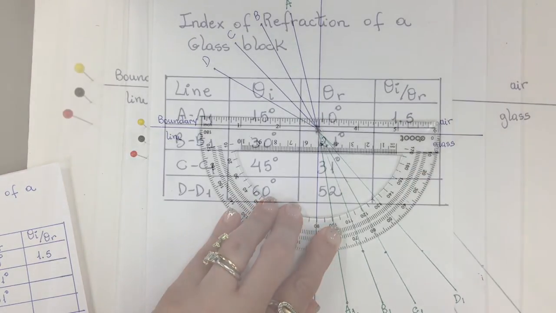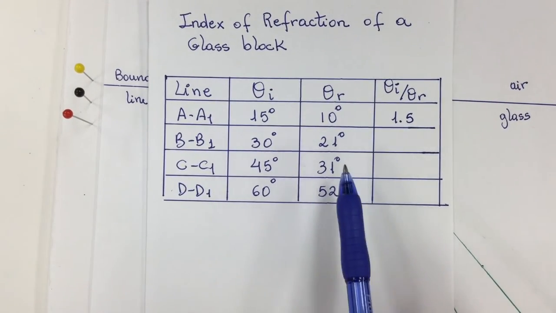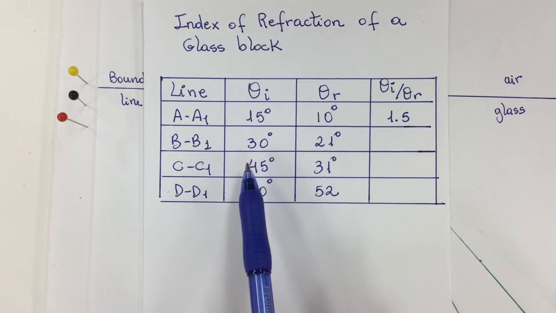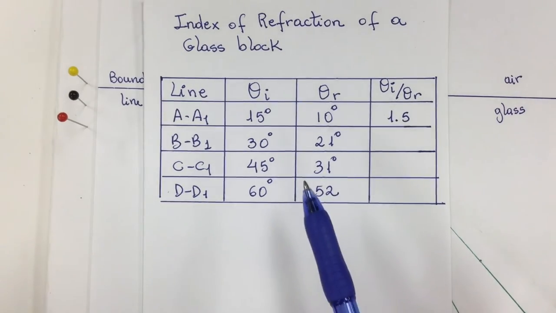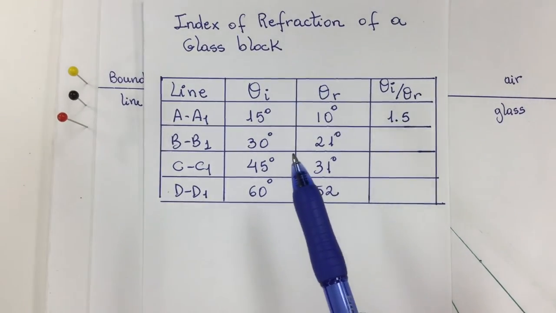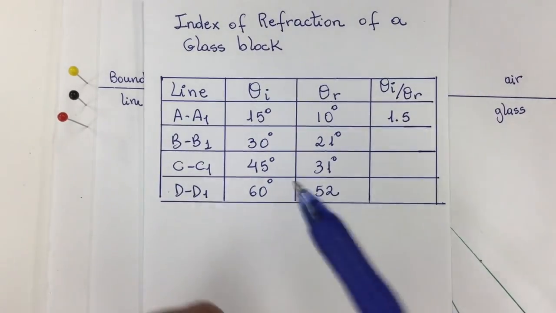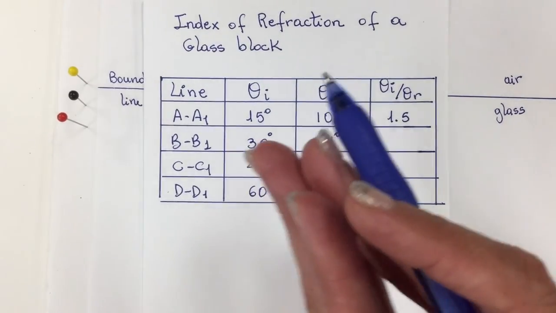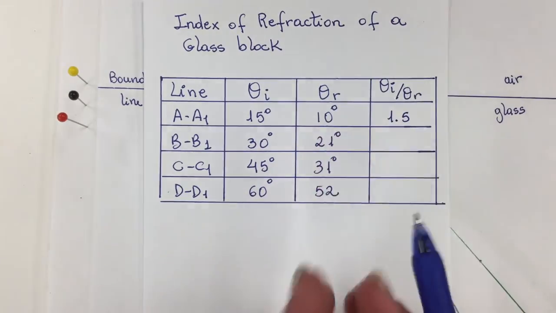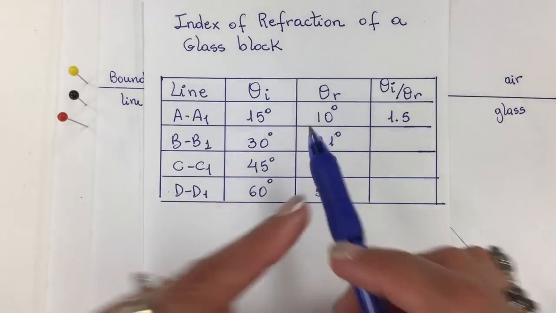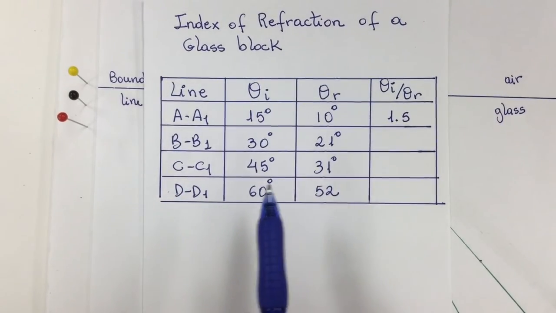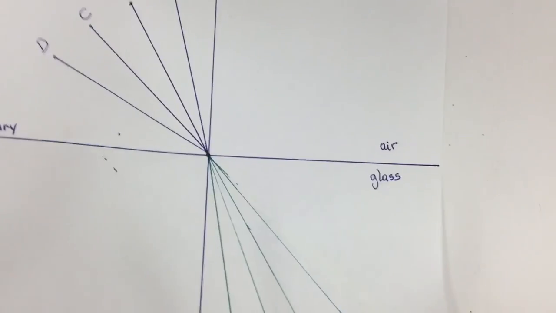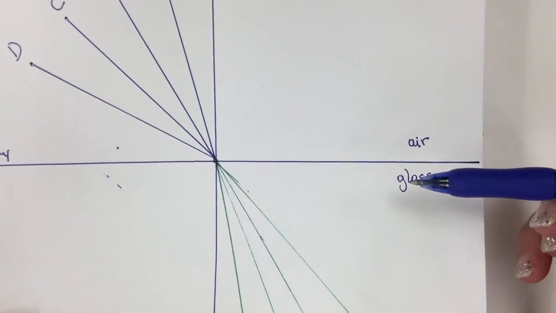As we notice, the refracted angle is smaller than the incident angle, because when light is passing from air to glass, glass is more dense, so the light is going to slow down. As it slows down, it's going to refract toward the normal. So the angle is always going to be smaller than the incident angle when it's coming from a medium which is less dense, like air, to more dense, like glass.